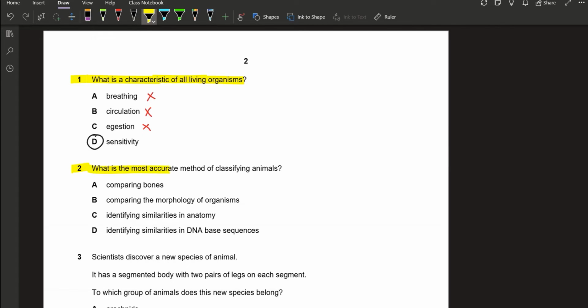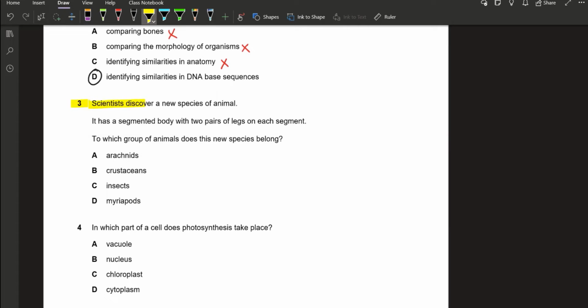Question number 2. What is the most accurate method of classifying animals? Option A. Comparing bones, which is wrong. Option B. Comparing the morphology of organisms, which is also wrong. Option C. Identifying similarities in anatomy, which is also wrong. Option D. Identifying similarities in DNA base sequences. So the correct option would be option D.